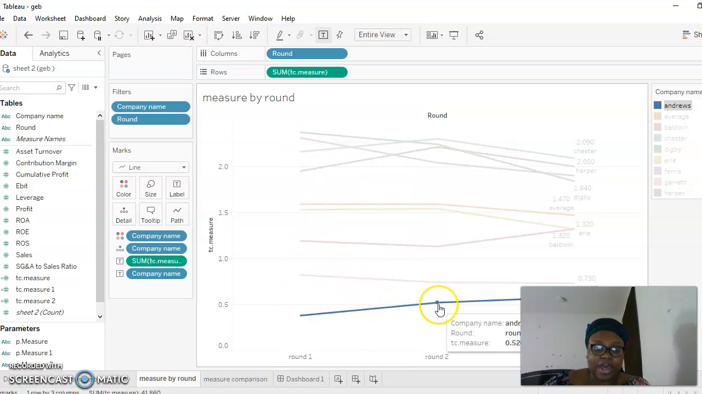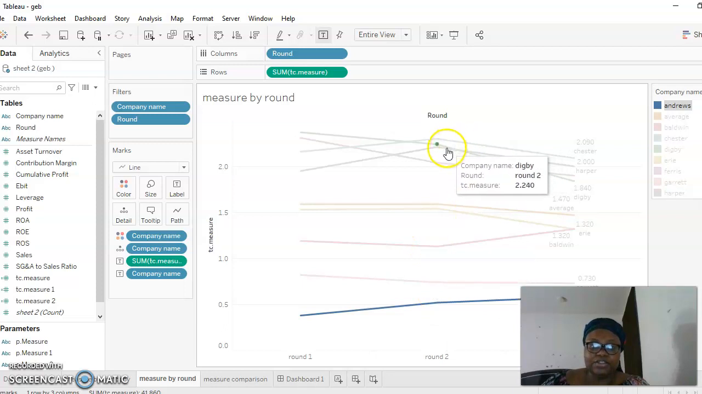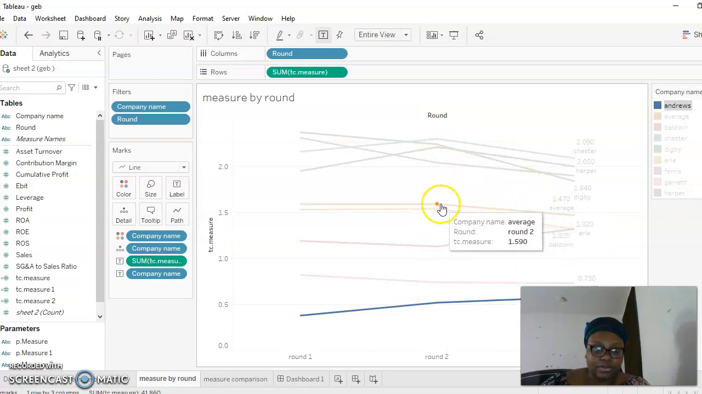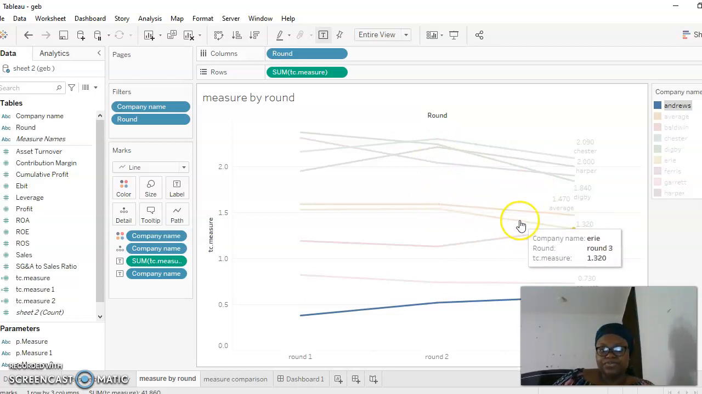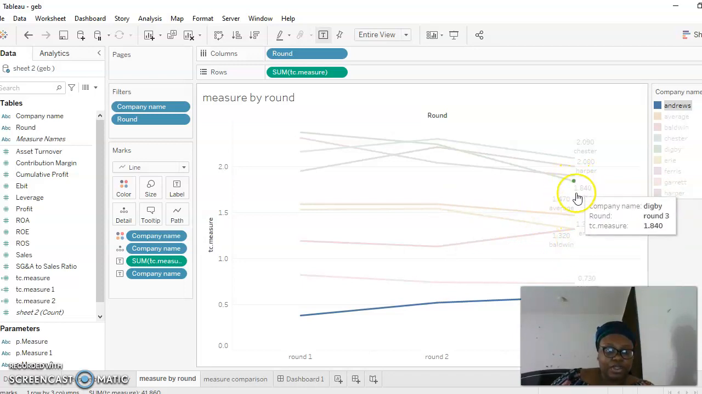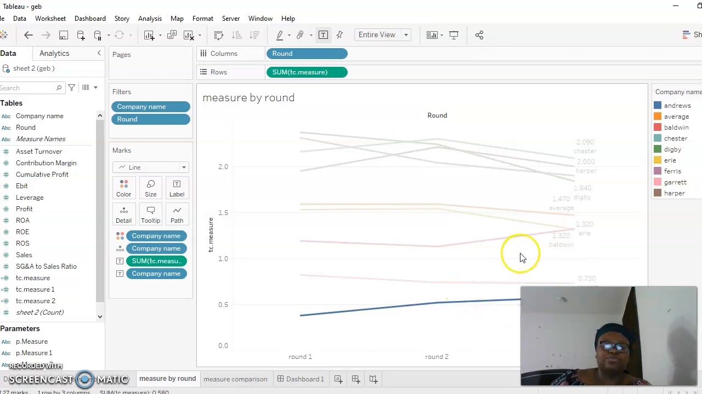For round two, Andrews was performing at 0.52, and the industry average was 1.590. So you could also see. And for the third round, the industry average was 1.470, and you can see in round three, Andrews is 0.580.